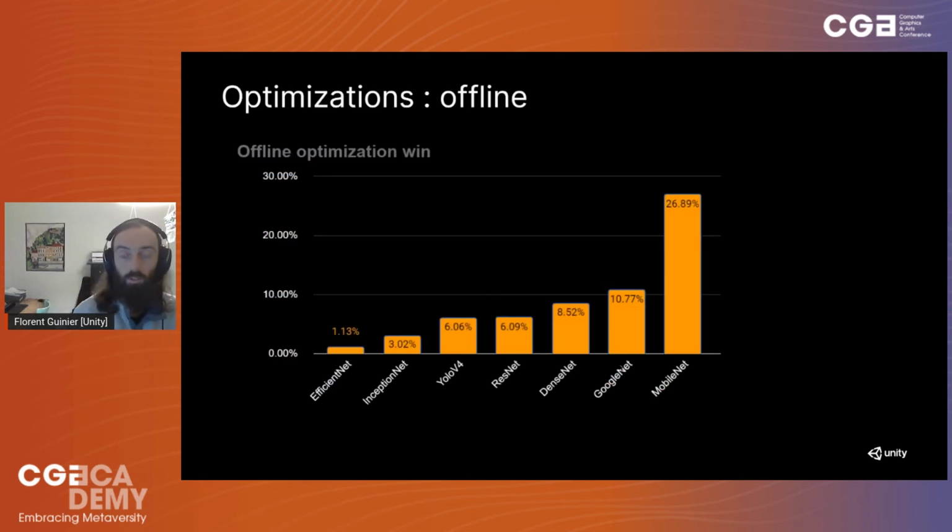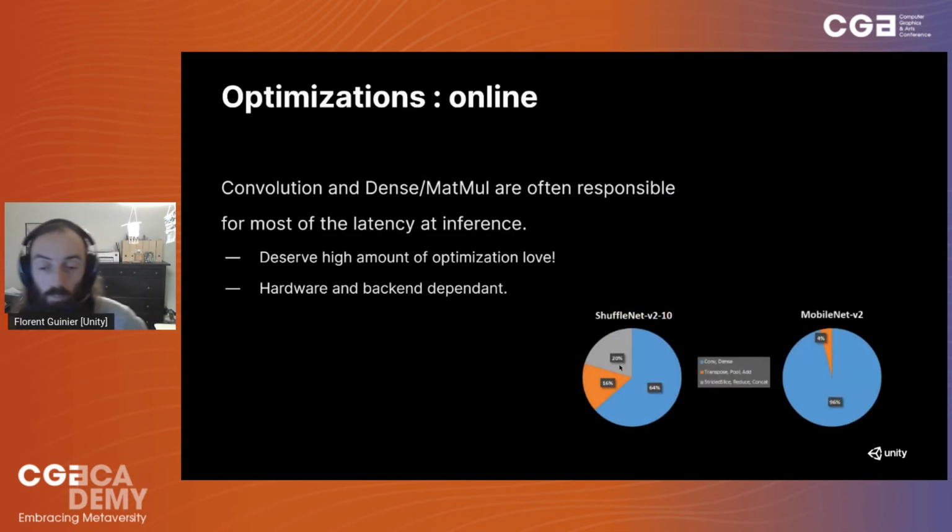So those are some networks that have been optimized offline and then profiled. And you can see the gain. On the right, MobileNet, 26% gain. It's awesome. On the left, EfficientNet, around 1%. It's almost not worth it. So why does it happen? It happens because it depends what is inside your network.